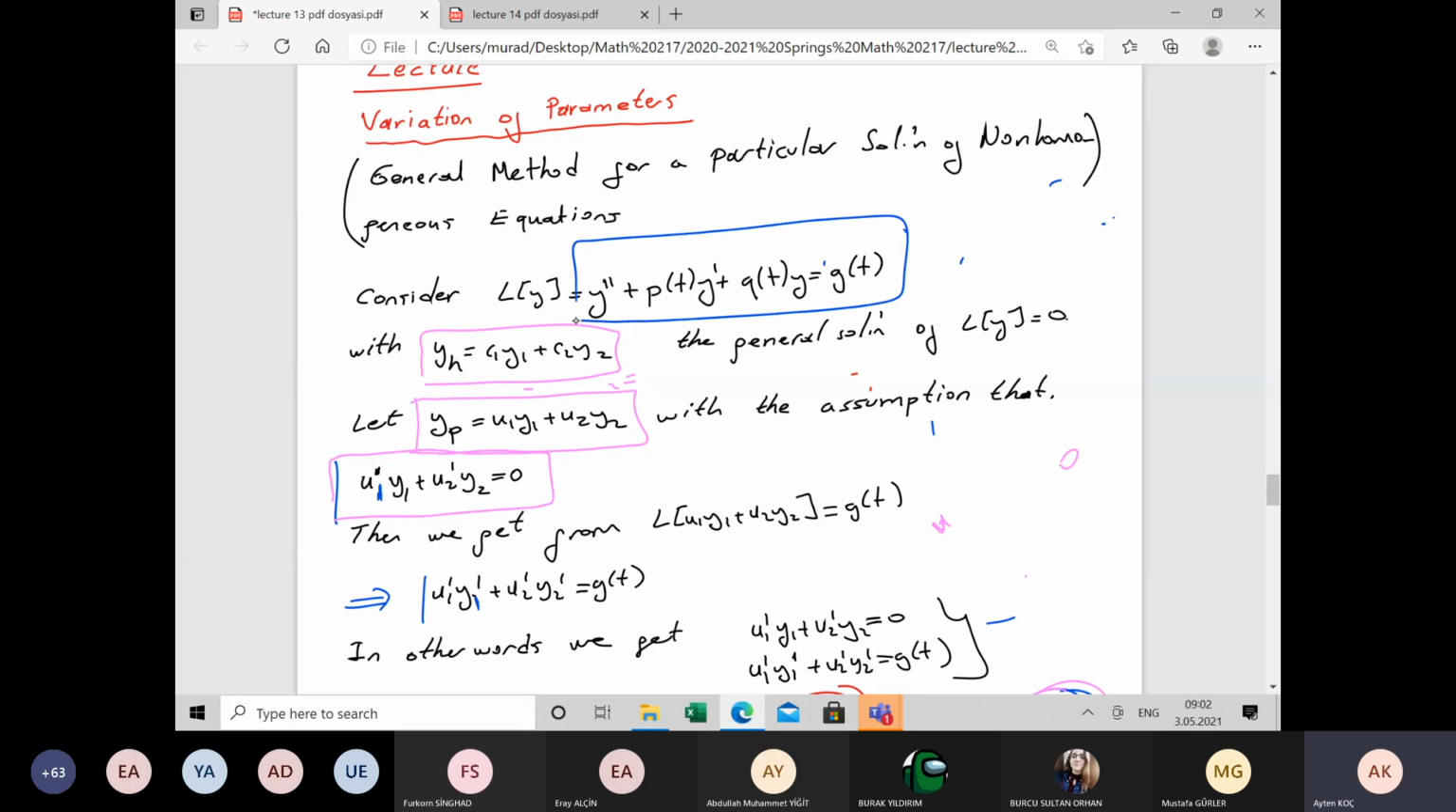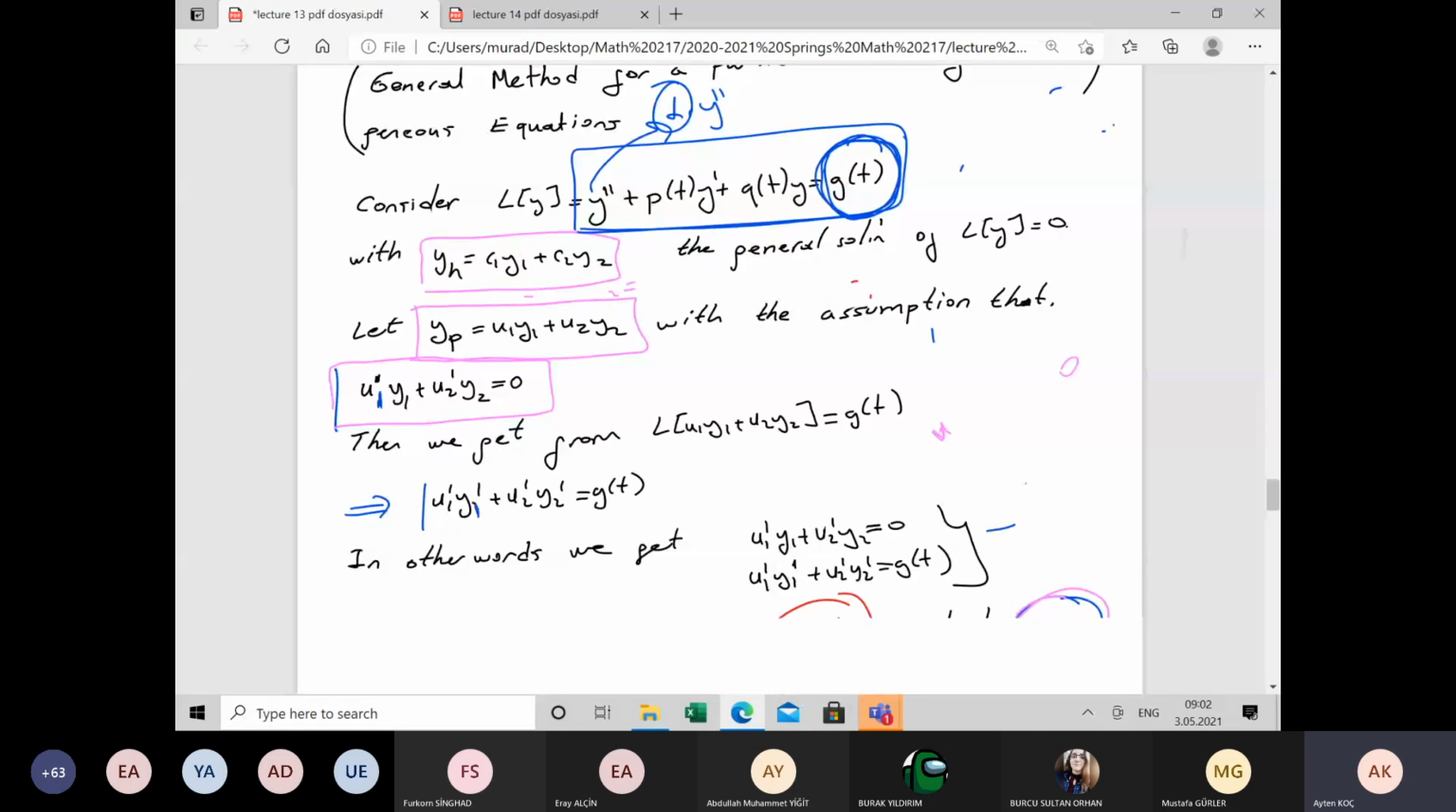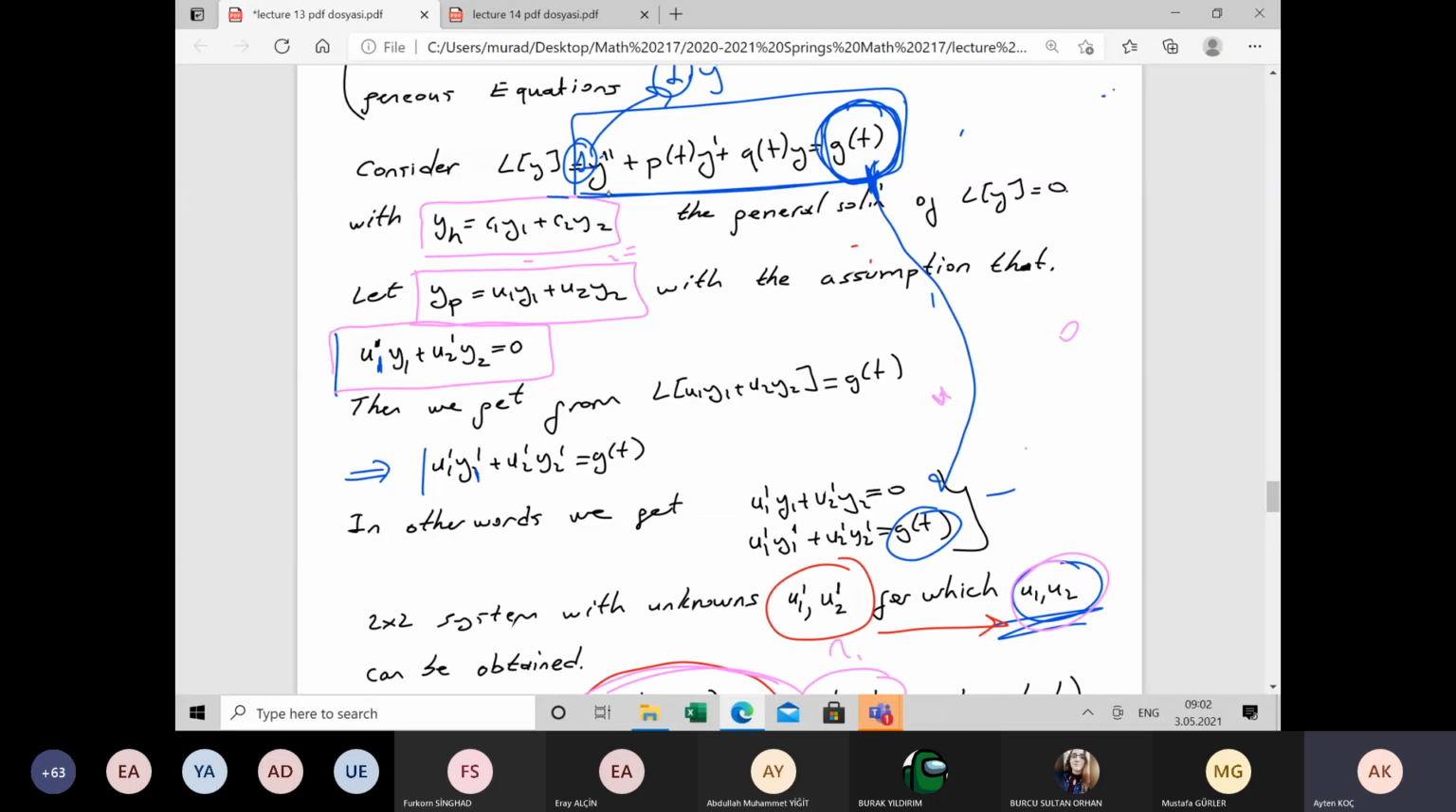Our differential equation should be in standard form, meaning the coefficient of y double prime should be 1. This one is standard form. Look at the right side, g of t. If the coefficient is 1, then the right hand side is g of t. First you have to check that our differential equation is in standard form, and then the right hand side should be g of t.